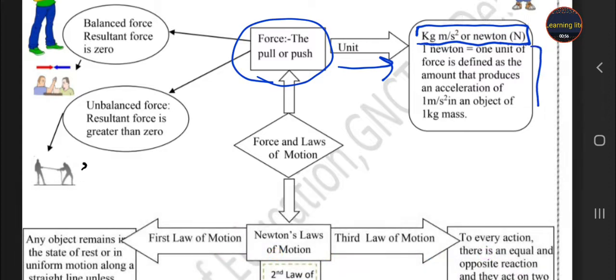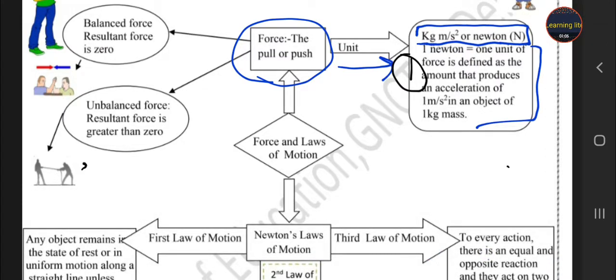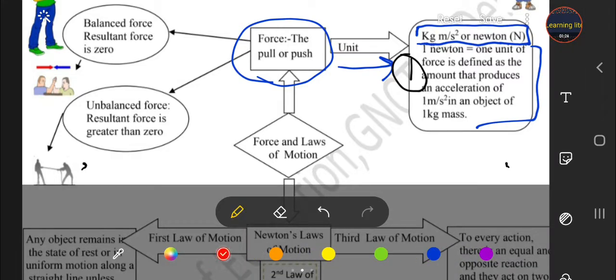And what is the definition of 1 Newton, student? It is the answer of your first question. 1 unit of force is defined as the amount that produces an acceleration of 1 meter per second square in an object of 1 kg mass. So student, if we require a force to move an object of 1 kg with an acceleration of 1 meter per second square, that is called 1 Newton. Okay.